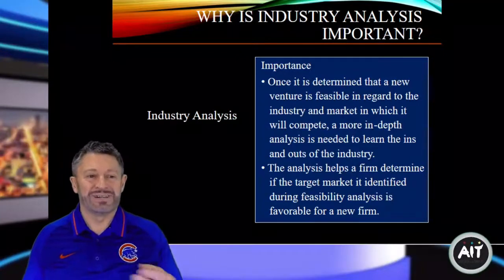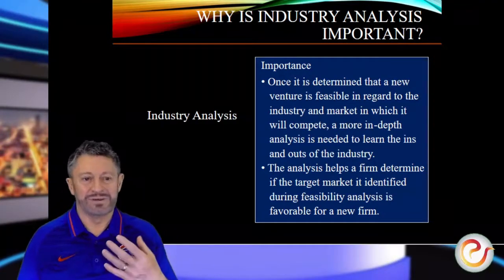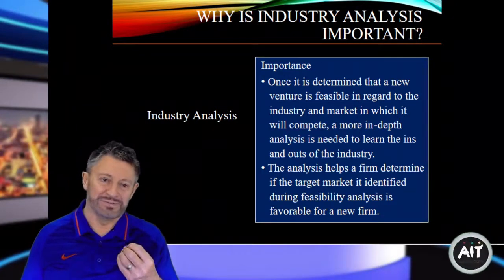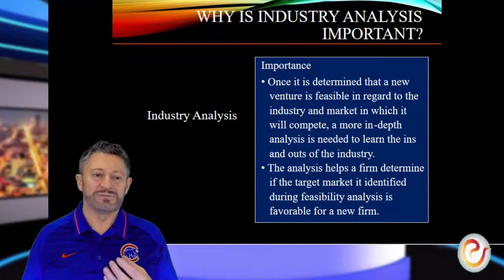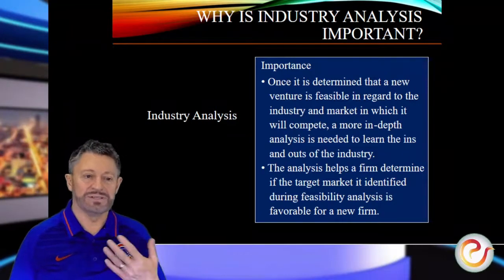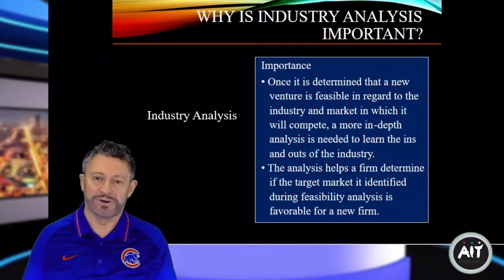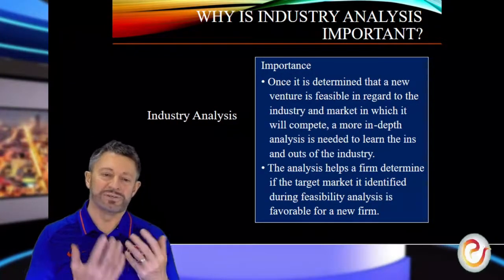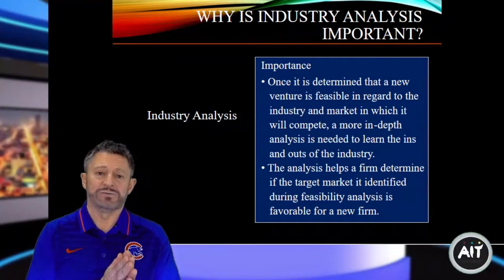So we do an industry analysis. Once it's determined if we're going into a new product, we'll look at the industry itself, and then the analysis helps the firm to determine if the target market identified during feasibility analysis is favorable to a new firm. So as I've just described using the biking industry, we would say yes, it is favorable to a new firm.